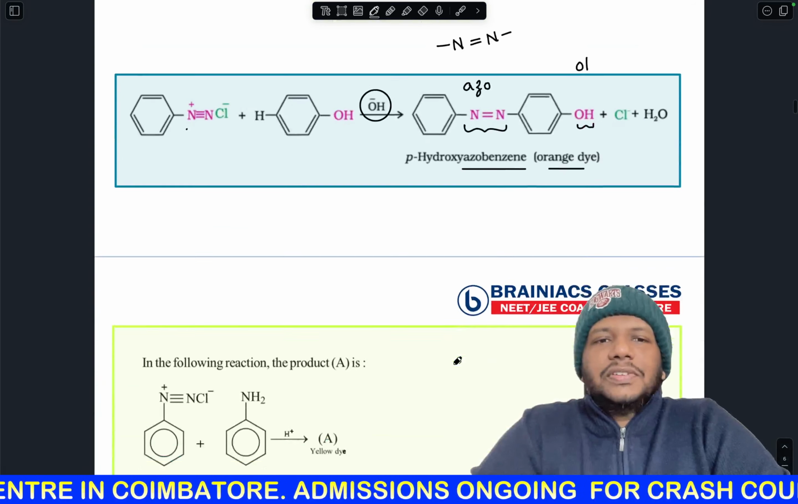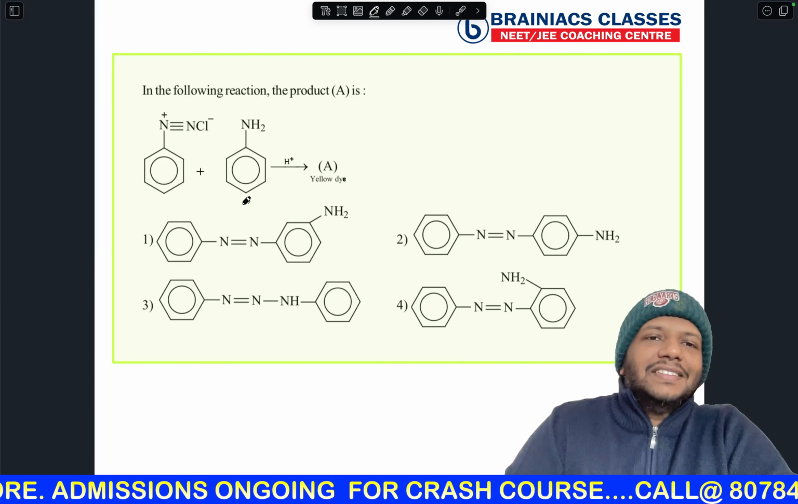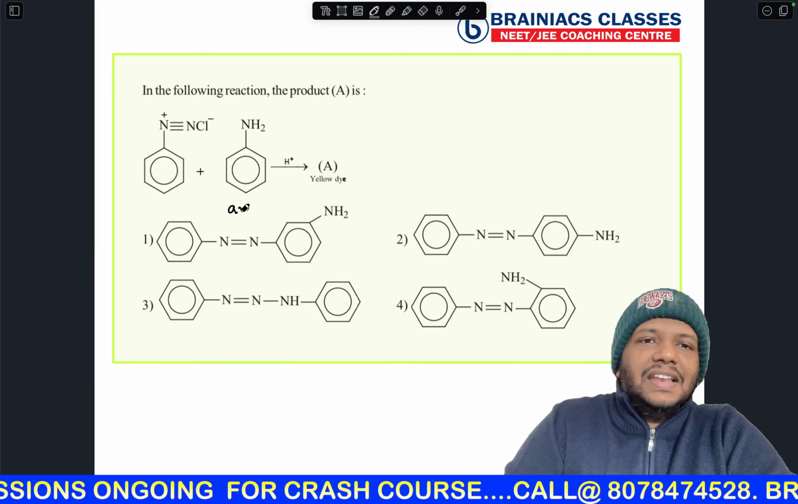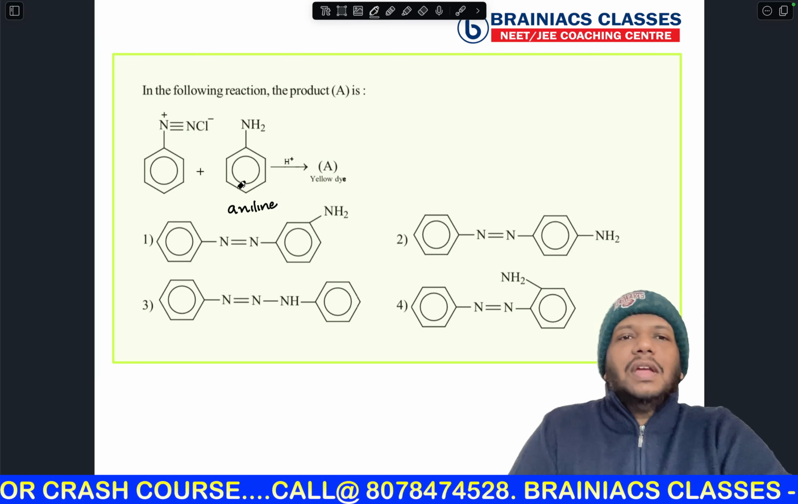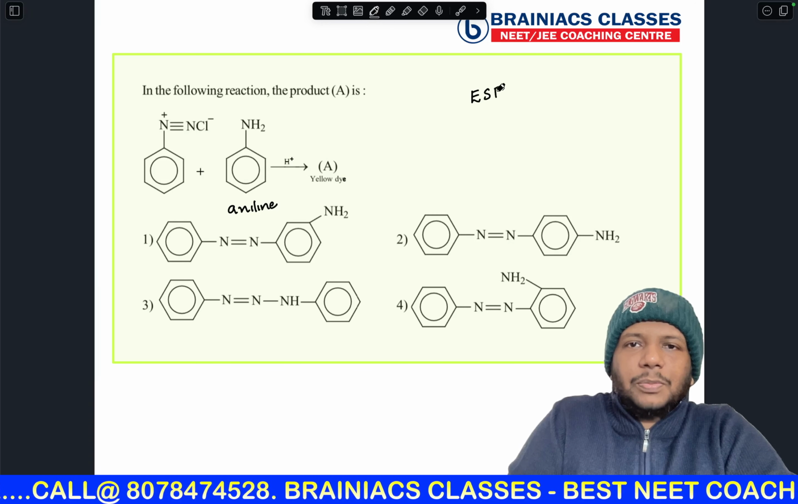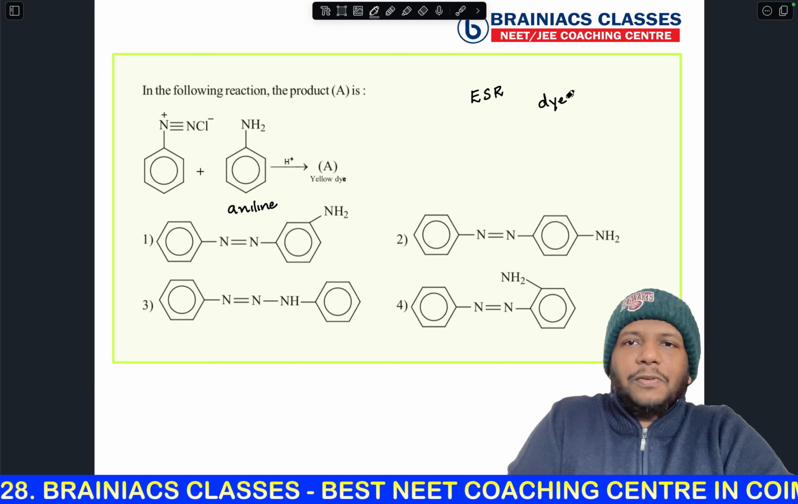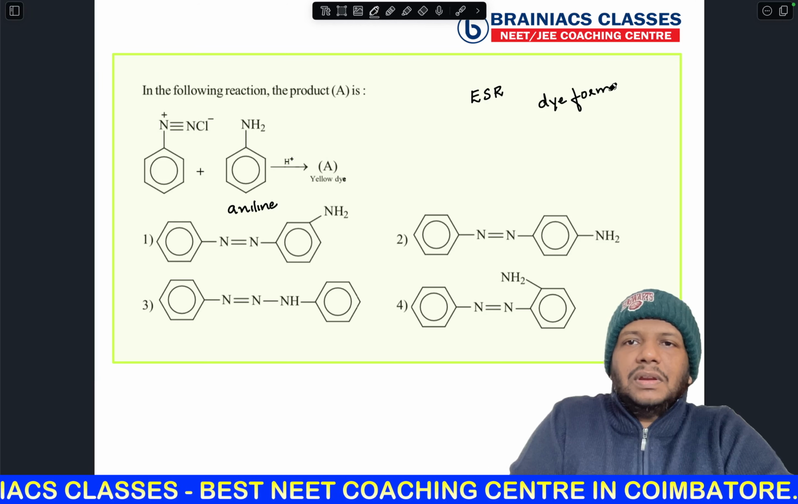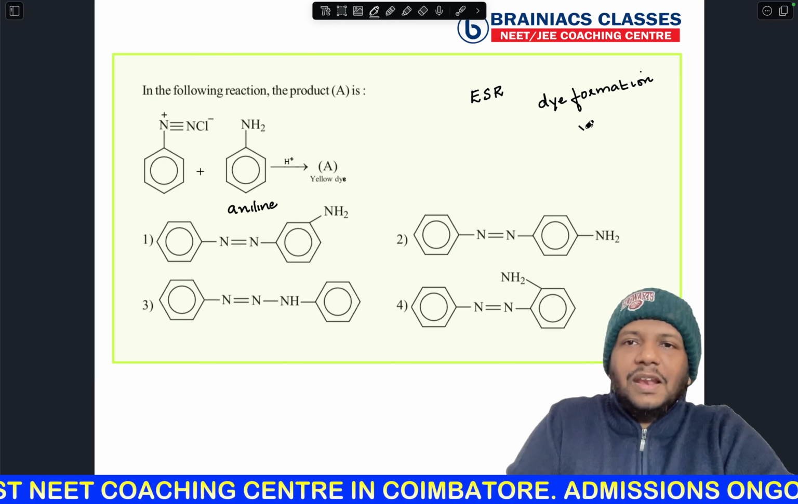Clear? Now let's discuss the next coupling reaction. You can see here again, only one difference: aniline is taken here. I told you there are only two reactions mentioned in the text with this. So here also it is an example of what sort of reaction? Electrophilic substitution reaction. What will it result in? It will result in dye formation. And what sort of dye will you get? Yellow dye.